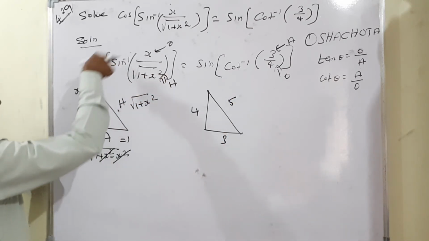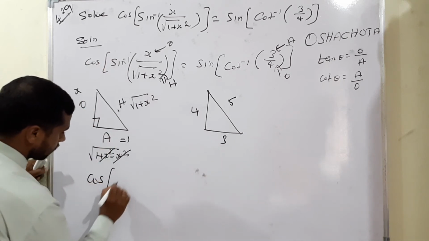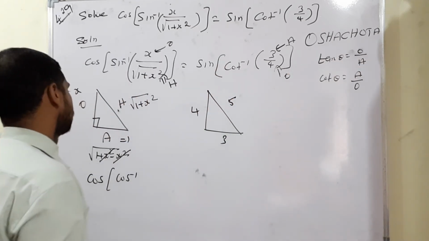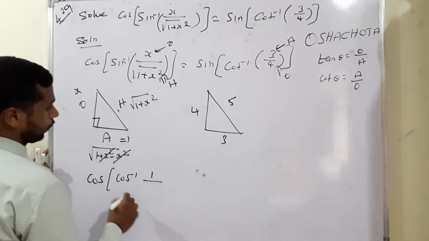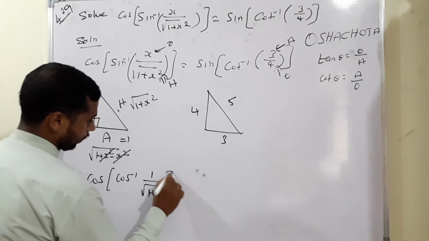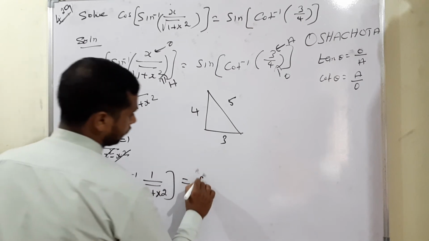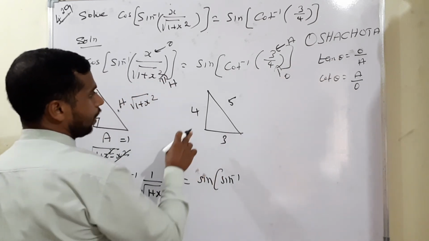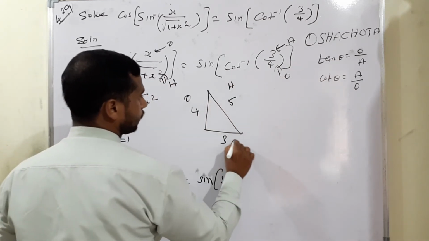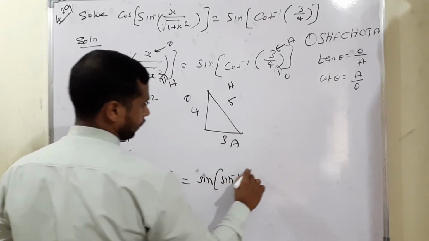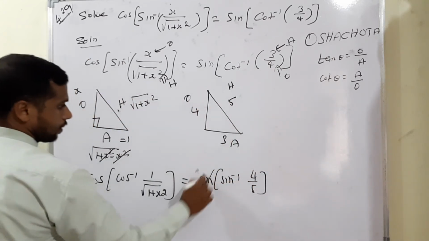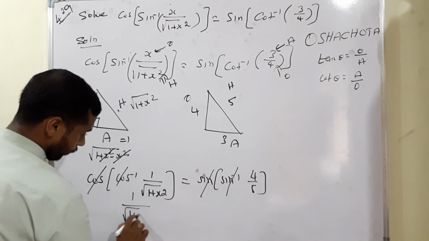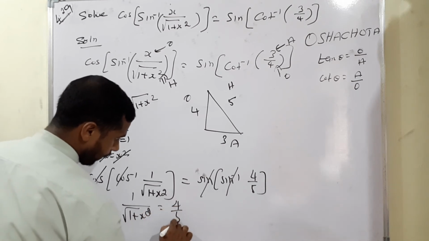Inside, cos and cos inverse cancel. The first term, cos of cos inverse: what is the meaning of cos theta? Adjacent divided by hypotenuse, so 1 by square root of 1 plus x square. The next condition is equal to sine of, sine means opposite divided by hypotenuse, so 4 by 5, isn't it? Sine inverse cancel, cos inverse cancel. 1 by square root of 1 plus x square is equal to 4 by 5.